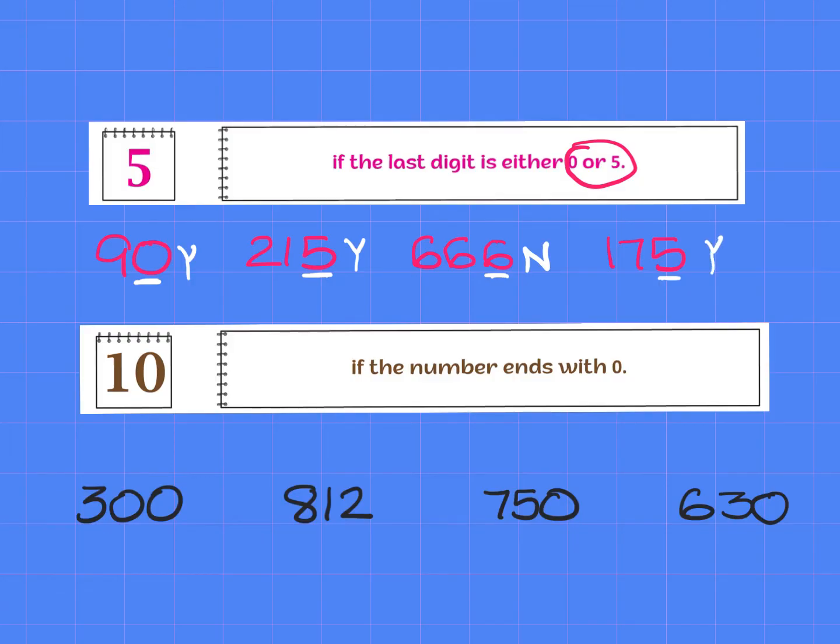Now the divisibility rule for 10: the number must end with a 0. As we know when we count multiples by 10s, 10, 20, 30, 40, 50, and so on, each of those multiples ends in a 0. So for 10s, all the numbers have to end in 0. The number 300 ends in a 0, so yes, it's divisible by 10. 812 ends in a 2, so no, it is not divisible by 10. 750 ends in a 0, so yes, it's divisible by 10. And 630 ends in a 0, so yes, it's divisible by 10.